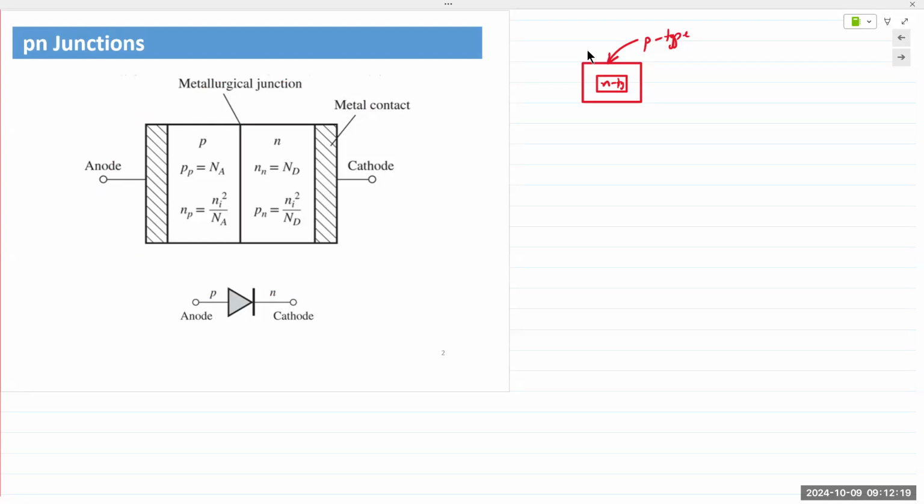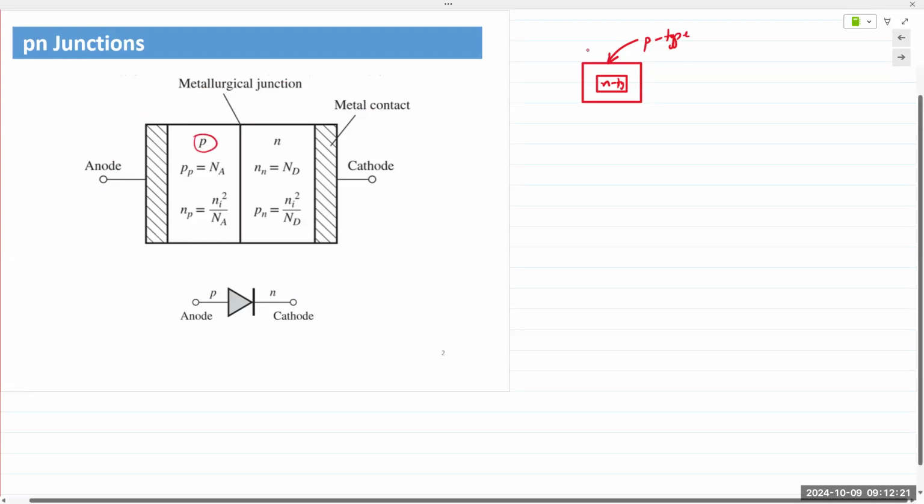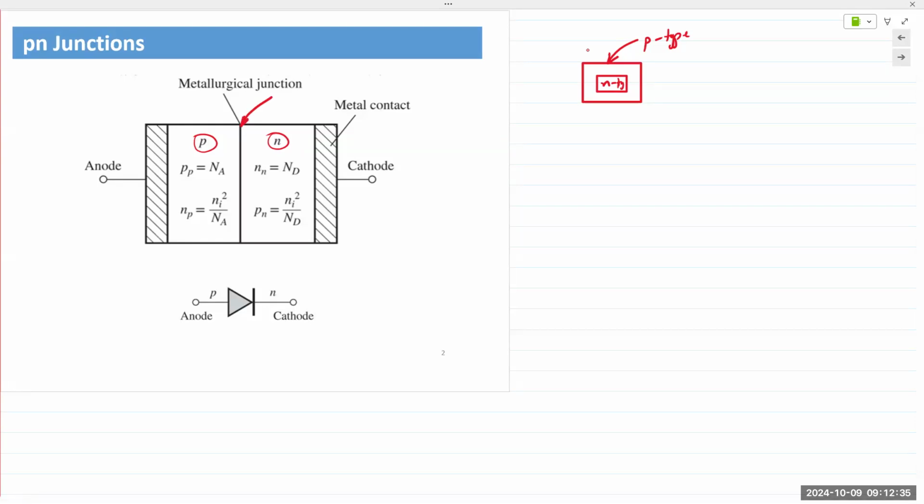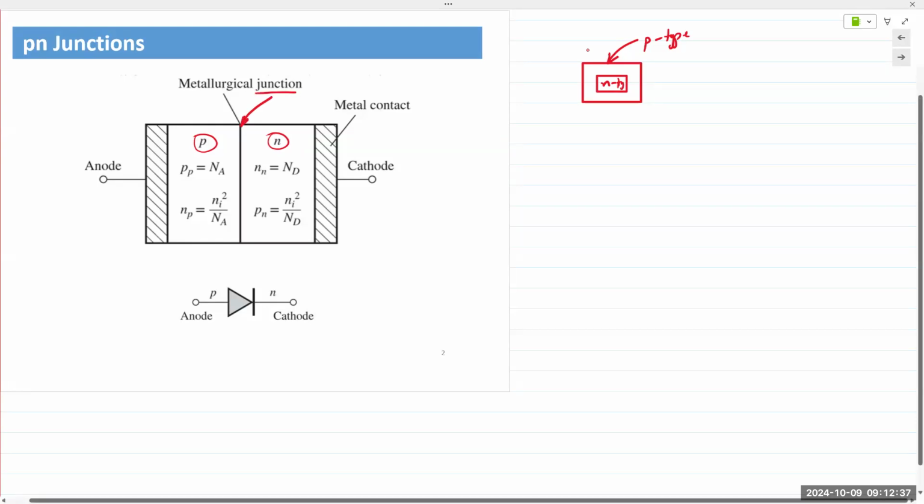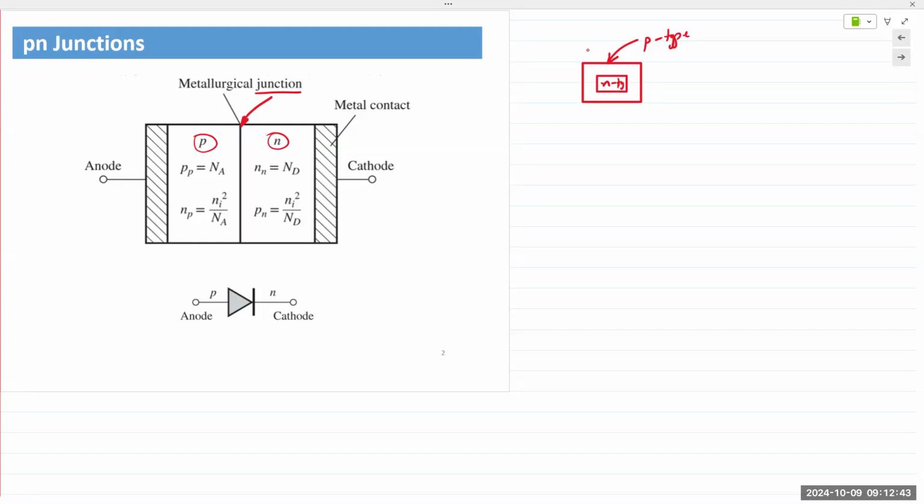Anyway, so we have the p-type material on the left, n-type material on the right. The junction between the two, where it's in contact, is known as the metallurgical junction. Typically, we just refer to it as the junction. So it's a metallurgical junction between the p-type and n-type semiconductors.